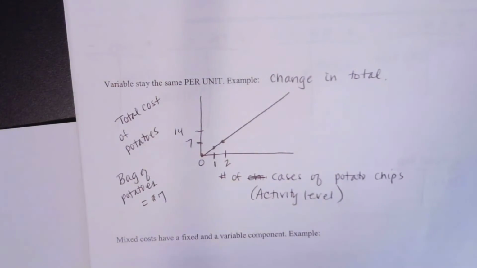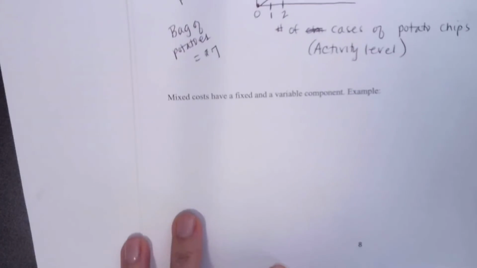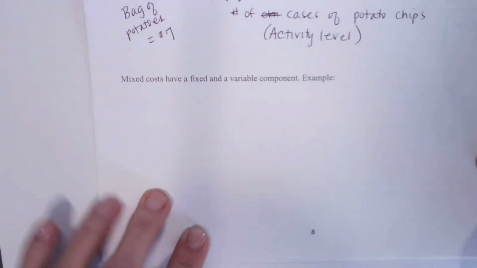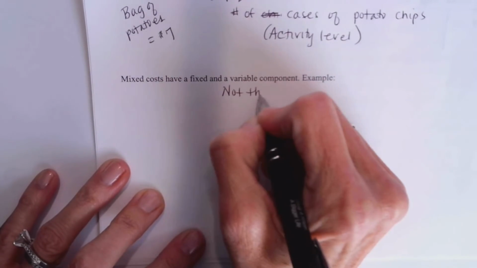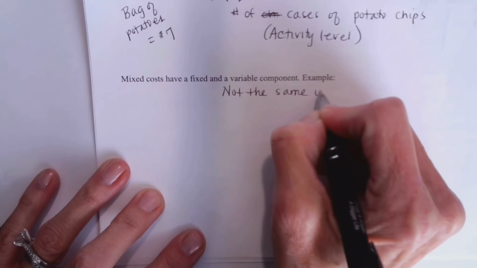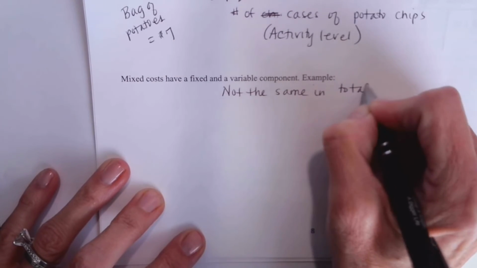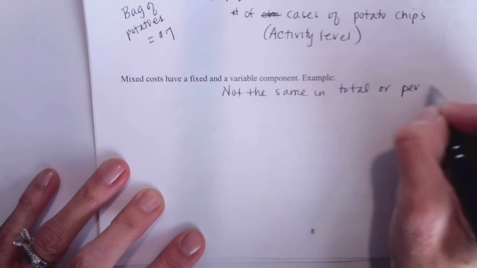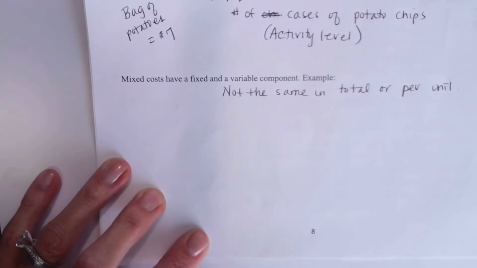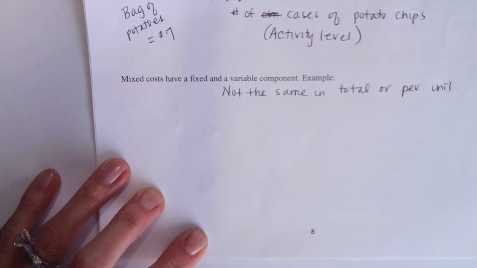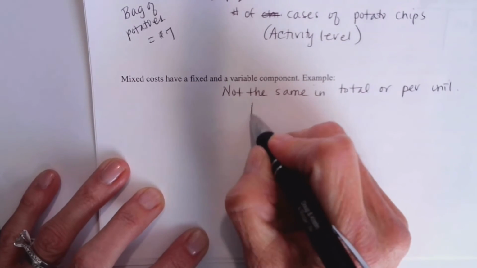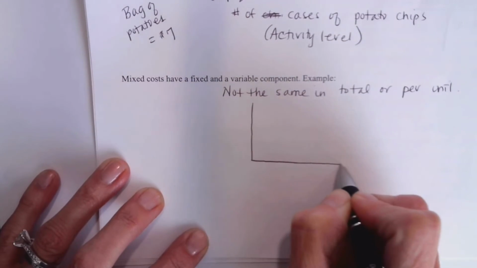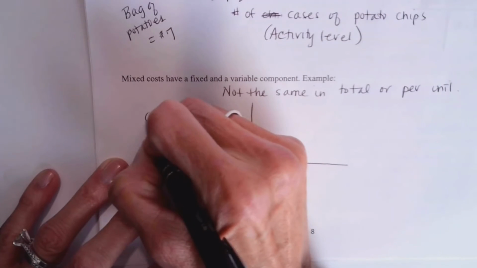Okay, so then we're going to move on to mixed costs, which have a component of both. Okay, so mixed costs are not the same in total or per unit. And the best example that I can think of for this is your cell phone.